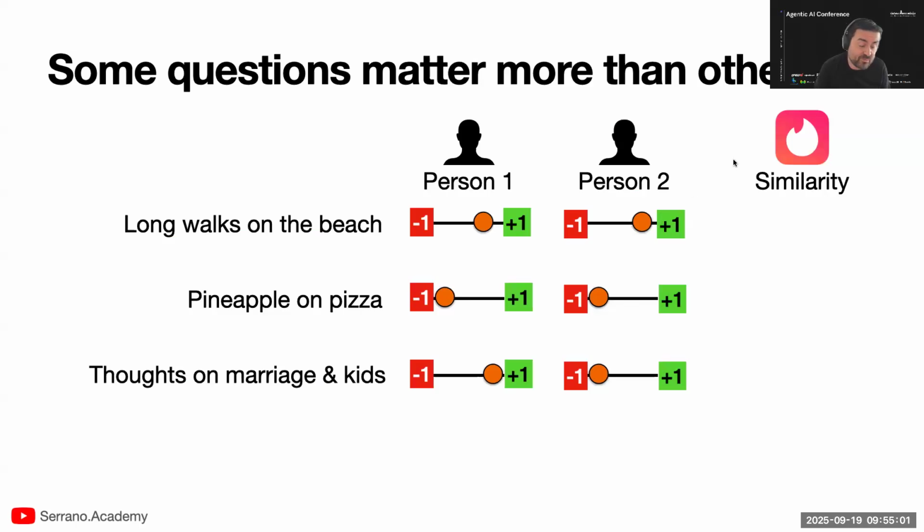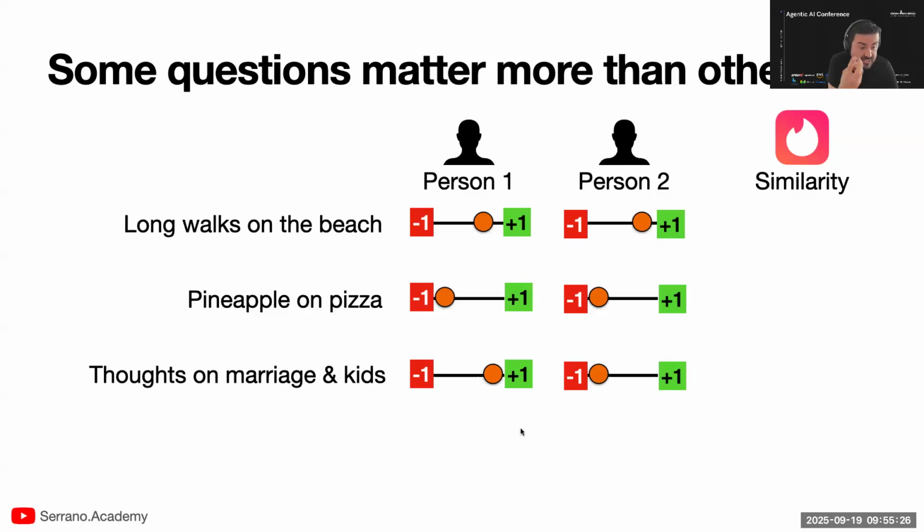A way to look at it is, again, with Tinder. You can explain everything with Tinder. If I want to have a questionnaire, and I have questions like long walks on the beach, and they have the same answer, pineapple and pizza, and they have the same answer, but they disagree on thoughts on marriage and kids. Are these a good match? Thumbs up, thumbs down? They're not a very good match, right?